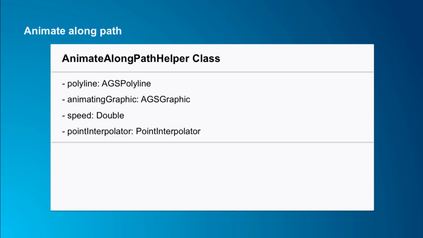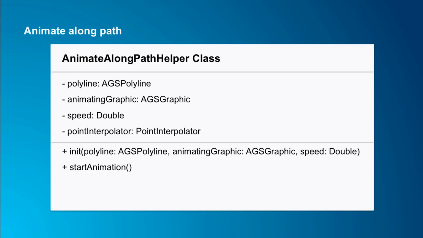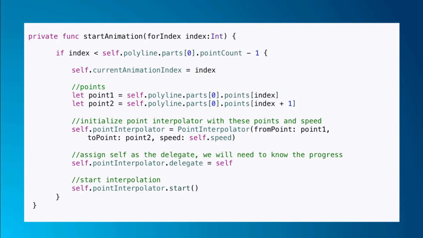So for each segment, it'll be using the PointInterpolator class. It has the initializer, and then the public method startAnimation for you to use and start the animation. It has the internal or private method, which is handling all the logic. We'll talk about it in a minute. And then you have the stopAnimation. Looking at the private method, for that segment of the animation, I'm getting point 1, point 2, initializing the point interpolator, setting the delegate, and starting the animation.